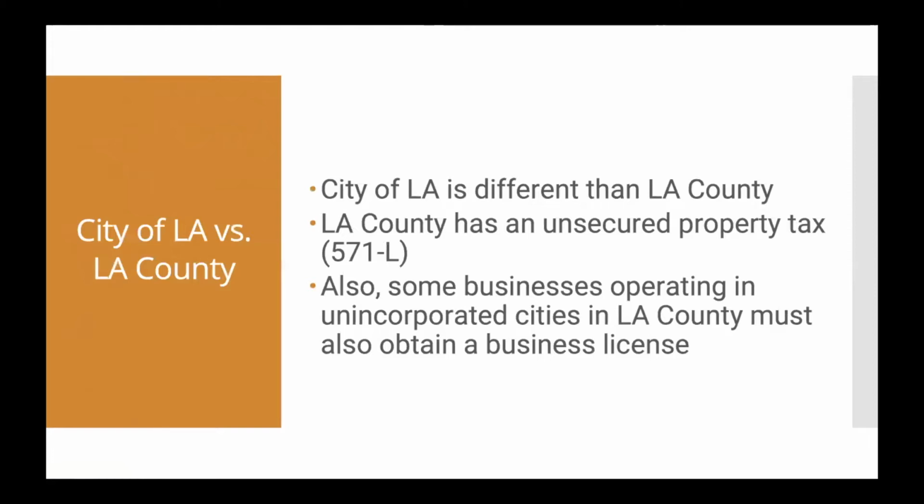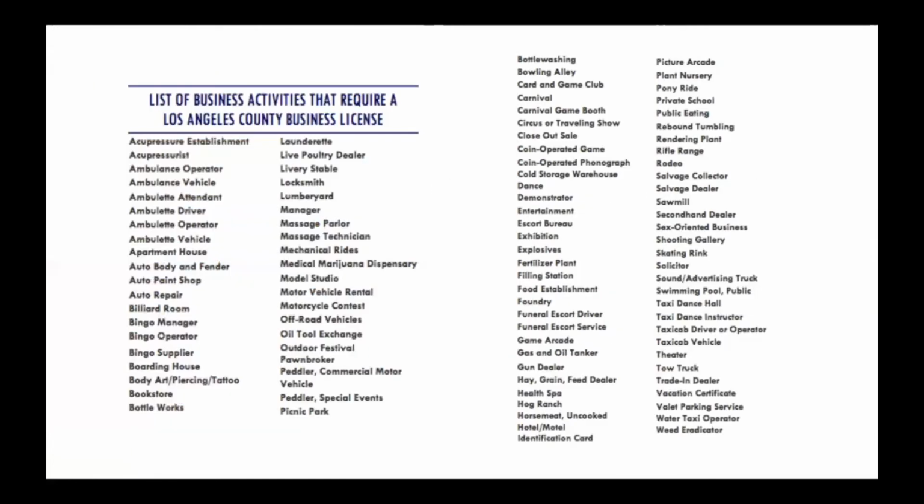So LA County has this thing called the unsecured property tax, also known as a 571L. And if you operate in that county, you're going to be required to file for this unsecured property tax and pay it, which I'll describe in a minute. Also, if you have businesses operating in the unincorporated cities of LA County, you must also obtain a business license from them. And here's a list of some of those businesses that require an LA City or LA County business license.